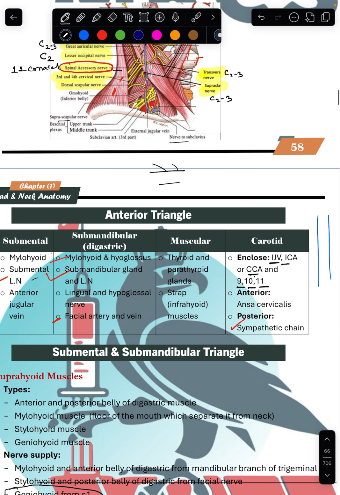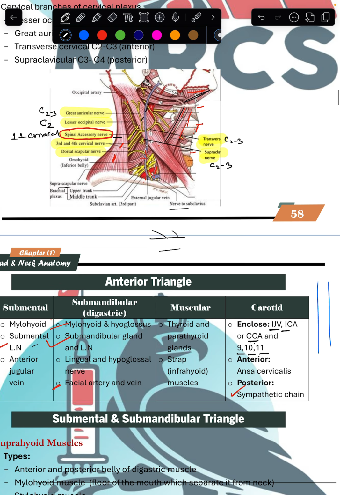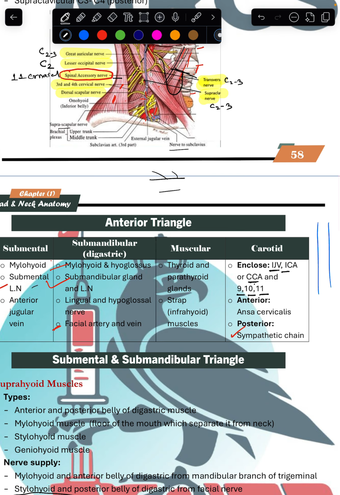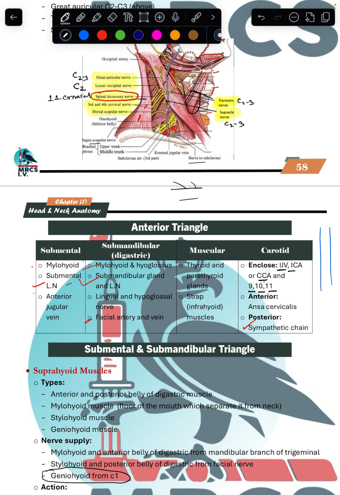So anteriorly, ansa cervicalis, again this supplies the strap muscles. So ansa cervicalis rounds like this from below. So strap muscles have to be cut at the upper level, so that there should be no injury to ansa cervicalis. So all the muscles of infrahyoid are supplied by this.